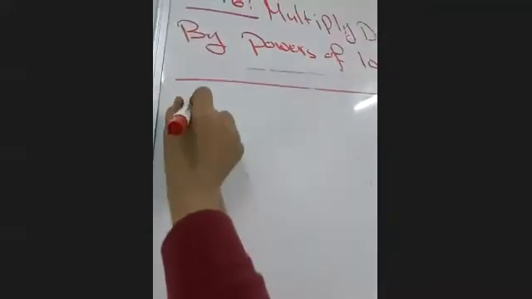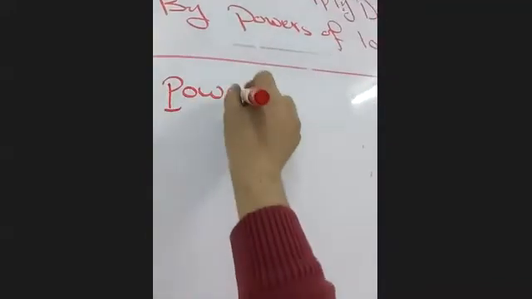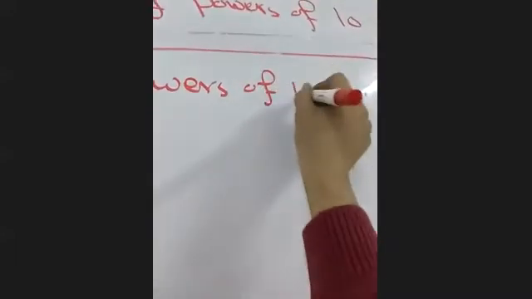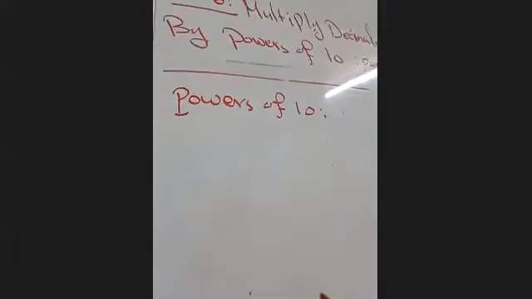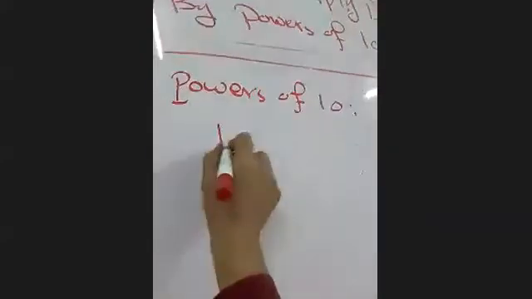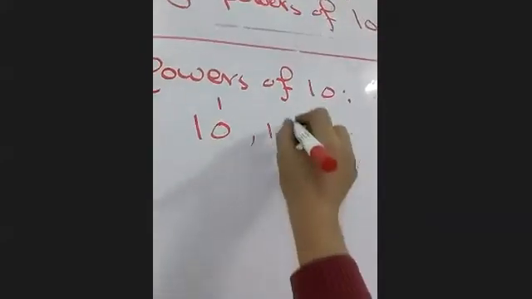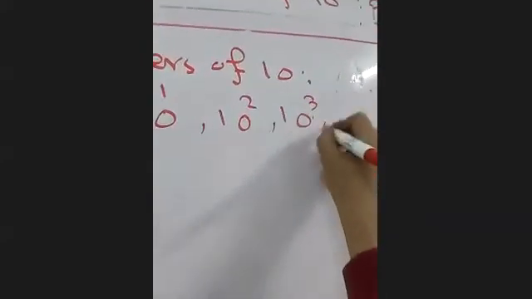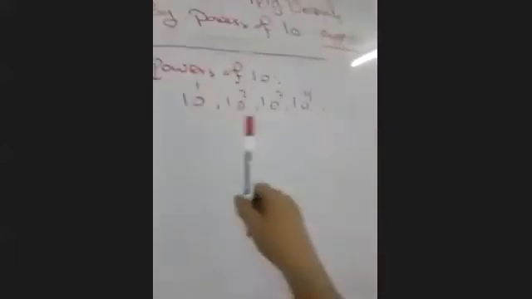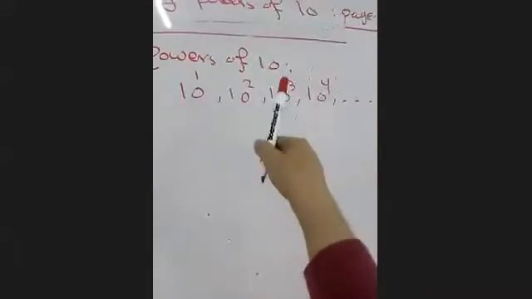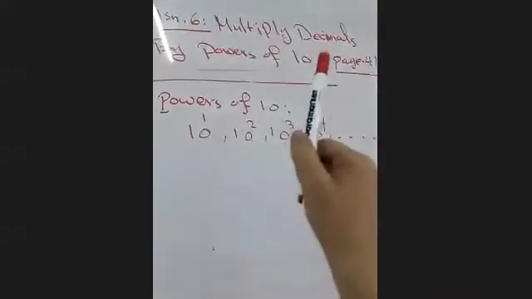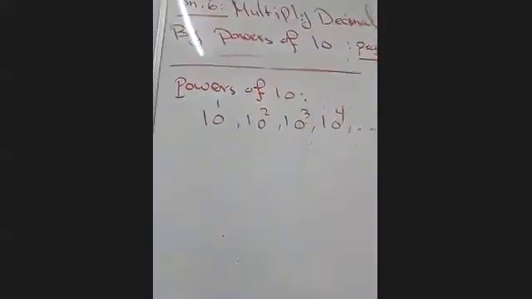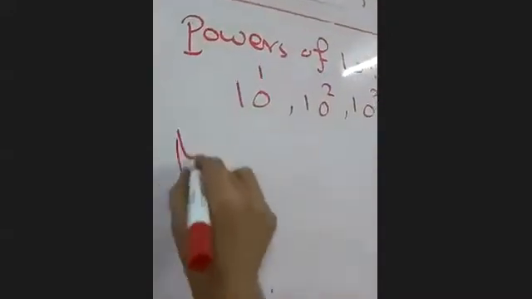Now, when I say powers of 10, guys, what's the meaning of powers of 10? We took exponents before, remember? Like 10 to the power 1, 10 to the power 2, 10 to the power 3, 10 to the power 4, and so on. These we call powers of 10. Now, how do we multiply decimals by powers of 10? We will multiply mentally.